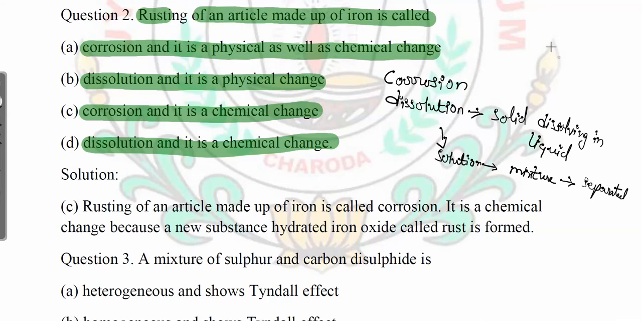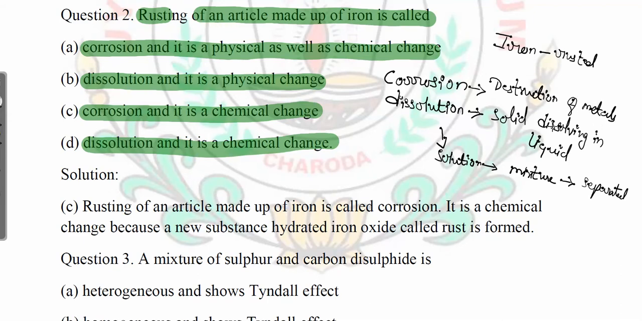But we know that if iron is rusted, then after the rusting process it is not possible to retain that iron metal. The iron metal which is rusted, it is not possible to retain that. Hence, here we will say corrosion. What is corrosion? Corrosion is nothing other than the destruction of metals.